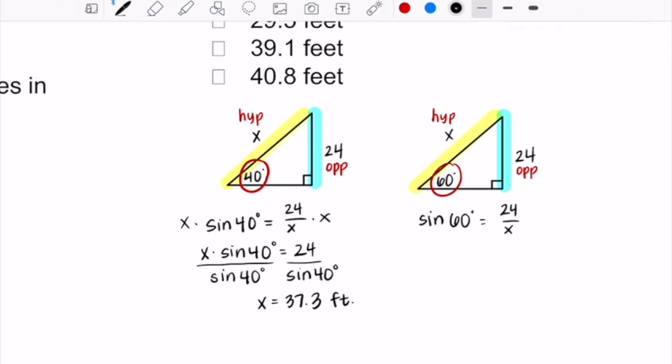So the sine of 60 degrees would be equal to opposite 24 over x, which is the hypotenuse, multiply both sides by x. And then I'll divide both sides by the sine of 60 to finish. And so here I'll get that the length is 27.7 feet.